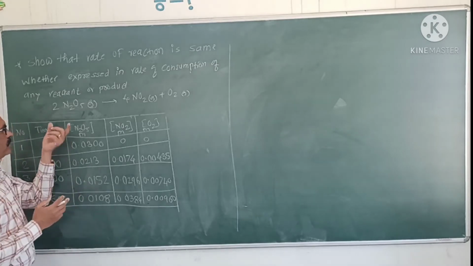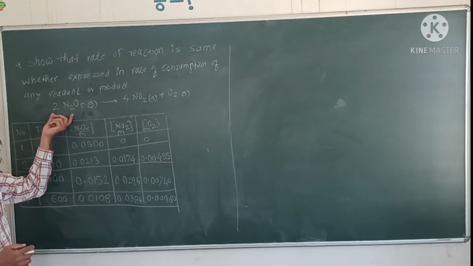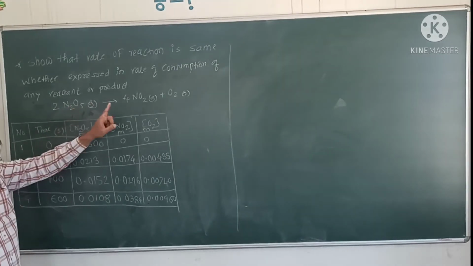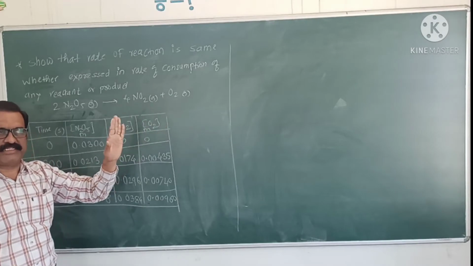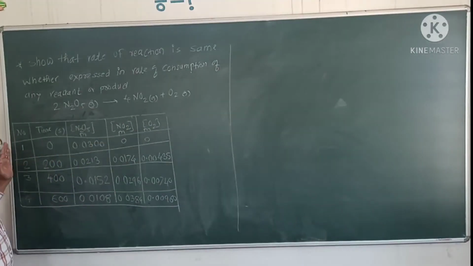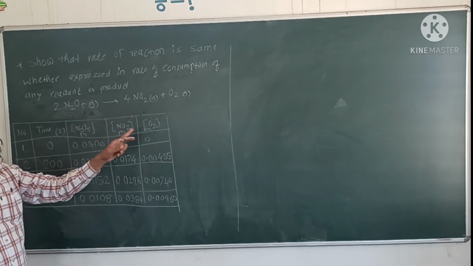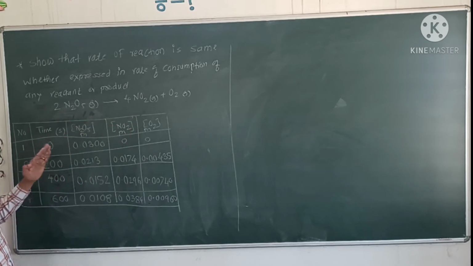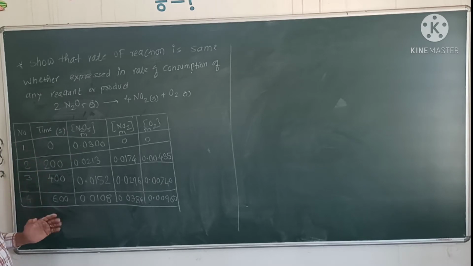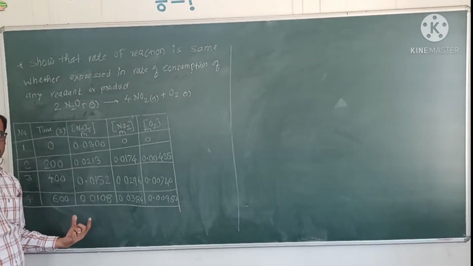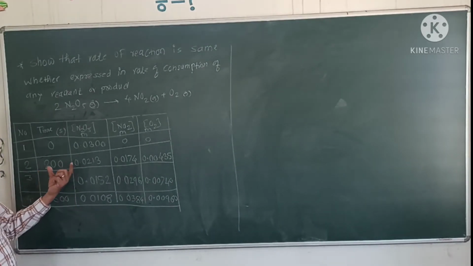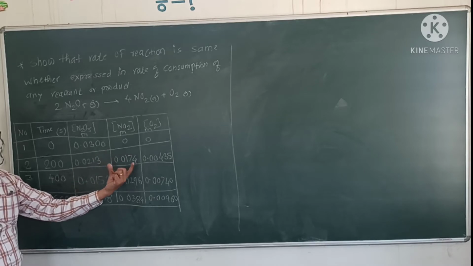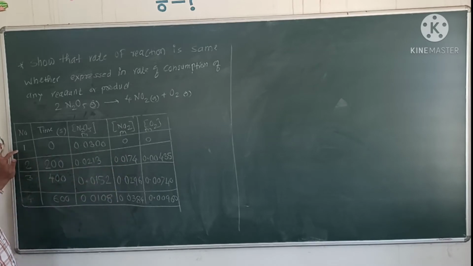The reaction is 2 N2O5 gas gives 4 moles of nitrogen dioxide plus 1 mole of oxygen gas. Here, the concentrations of reactants and different products are given at different time intervals. This is the table which shows the concentration of reactant and both products at the different time intervals.